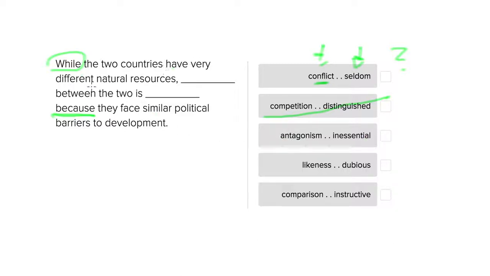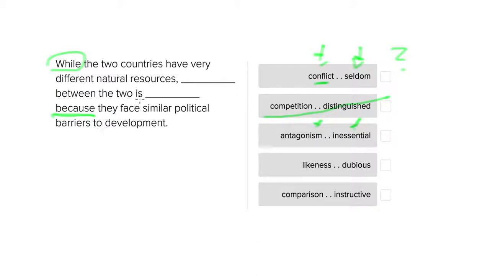The next option we have is antagonism and inessential. While the two countries have very different natural resources, antagonism between the two is inessential because they face similar political barriers to development. This does satisfy the first one in that you start out with their differences and then you downplay their antagonism, the conflict that they have with each other. That conflict is not essential.